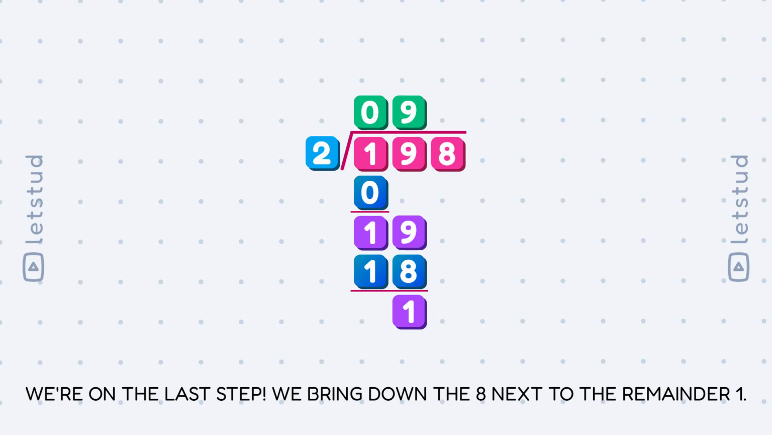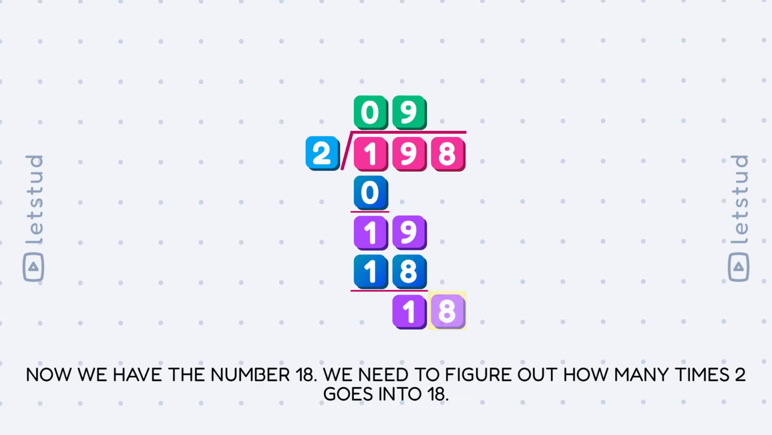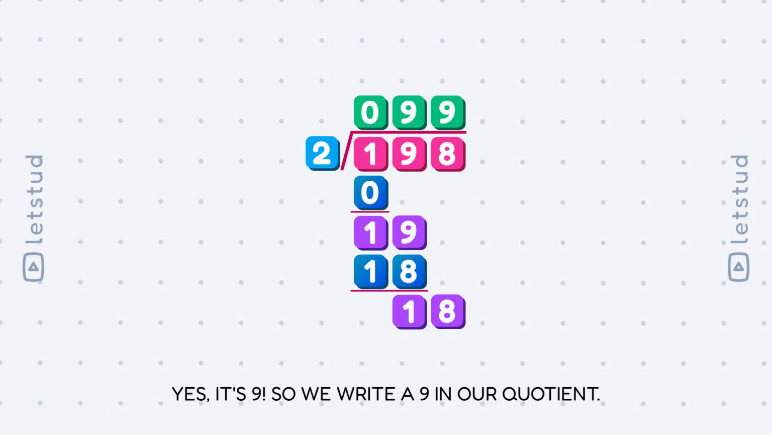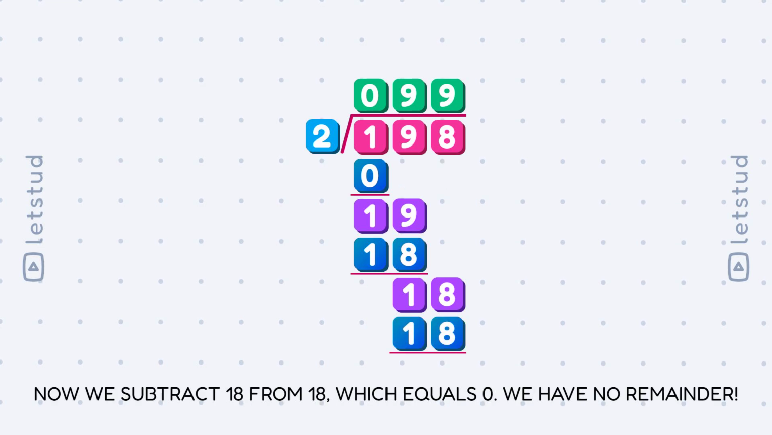We bring down the 8 next to the remainder 1. Now we have the number 18. We need to figure out how many times 2 goes into 18. Let's think about our 2 times tables. What number times 2 equals 18? Yes, it's 9, so we write a 9 in our quotient. Now we subtract 18 from 18, which equals 0.